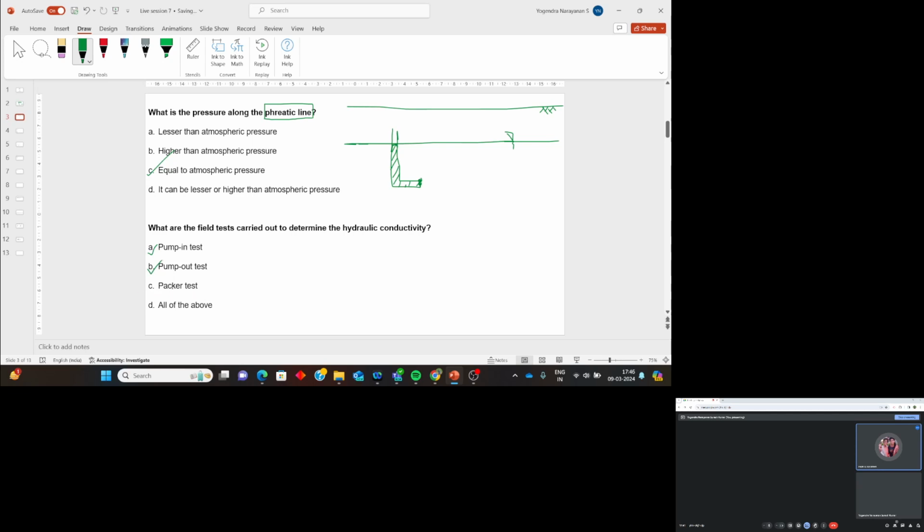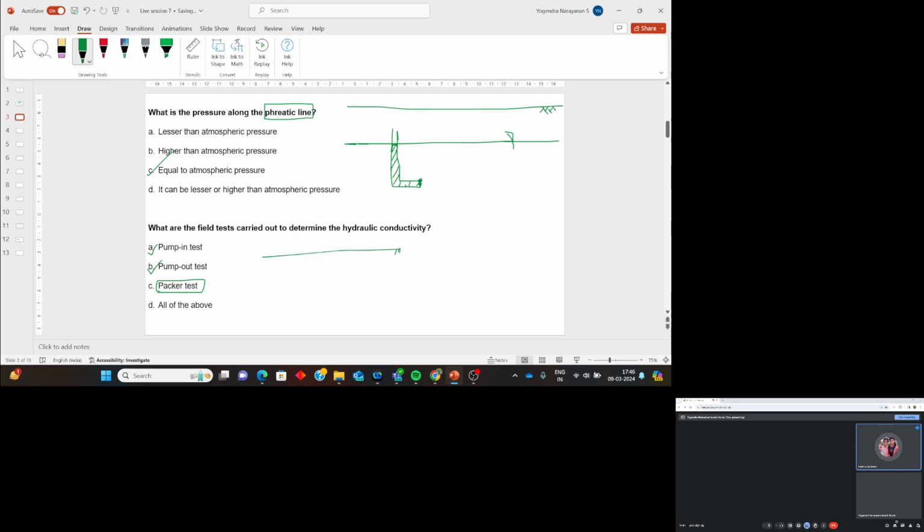And Packer test is also a field test. Pumping in and pumping out test is like how you carry out borewell installation in our homes. It is similar to what we do in borehole drilling. And Packer's test is a way of measuring hydraulic conductivity within that borehole itself, at that site itself.